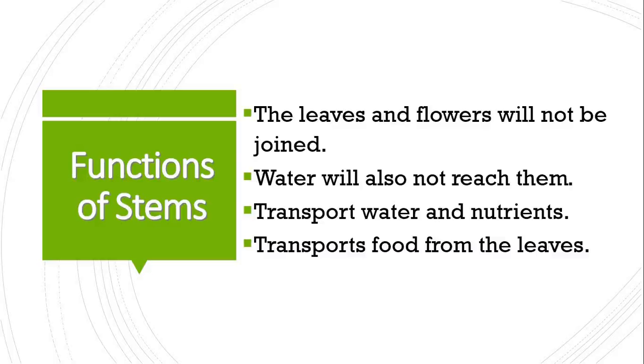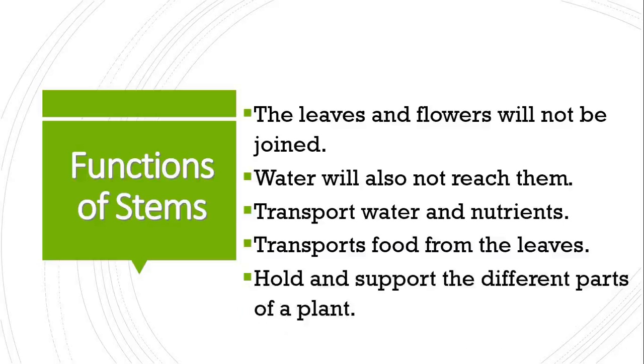It has separate tubes to carry food and water. It helps to hold and support the different parts of a plant together. It holds the leaves in such a way that they get enough sunlight to produce food for the plant. These are the points we discussed in the previous class.